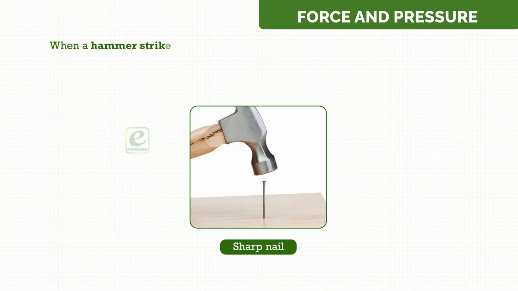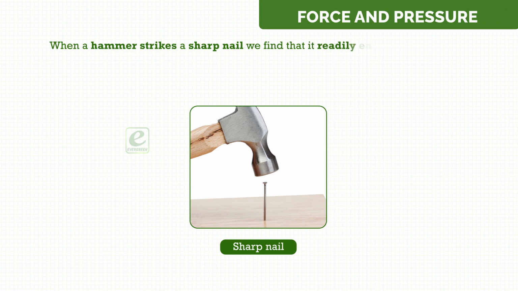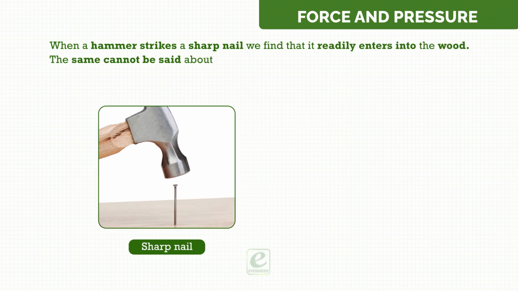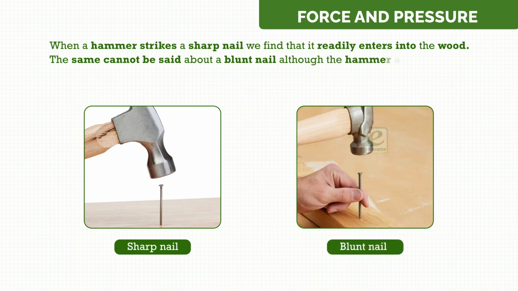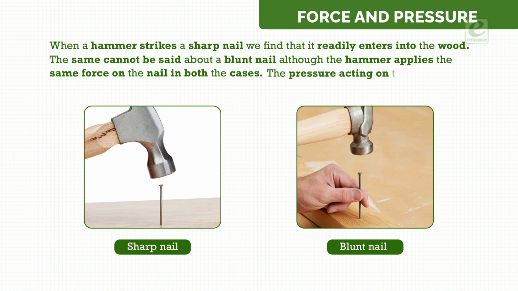When a hammer strikes a sharp nail, we find that it readily enters the wood. The same cannot be said about a blunt nail, although the hammer applies the same force on the nail in both the cases. The pressure acting on the two nails is different.